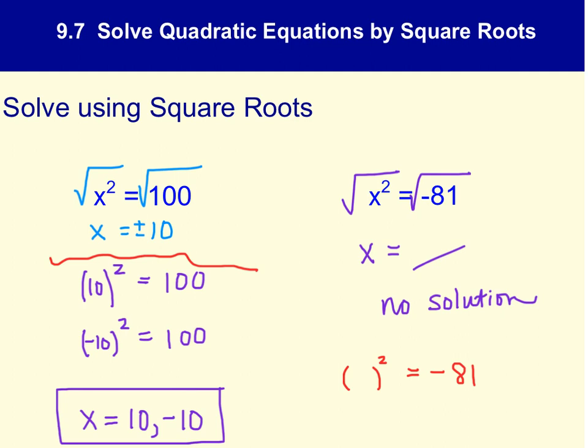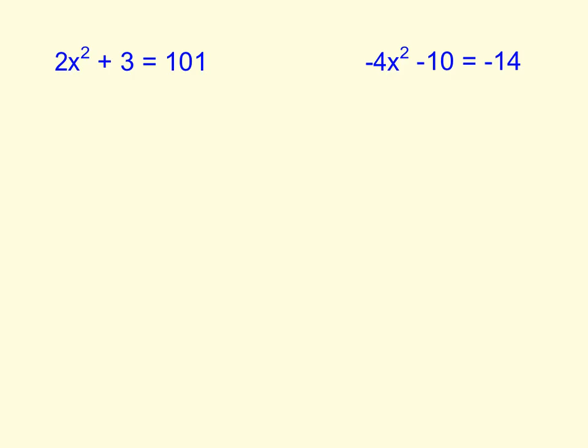All right, let's move on and do some equations. What you're going to like about this lesson is it feels like you're solving a regular equation. You have to get the x squared by itself before you take a square root. Just following our equation solving, we're going to subtract 3, doing that addition or subtraction first. So 2x squared equals 98.